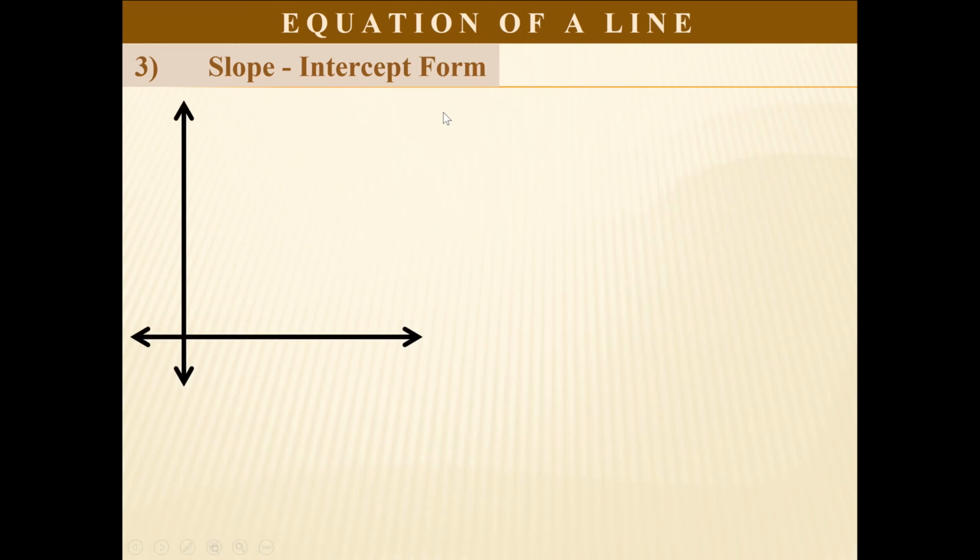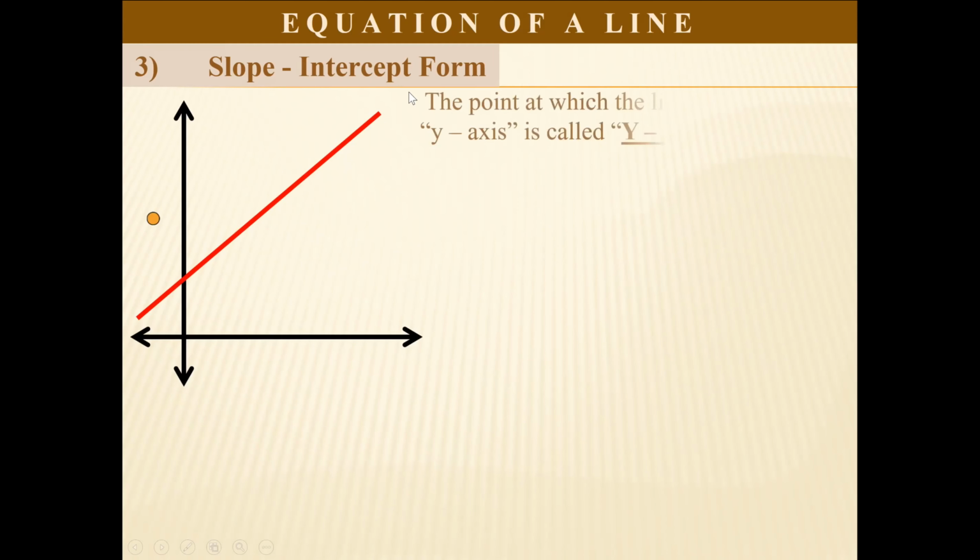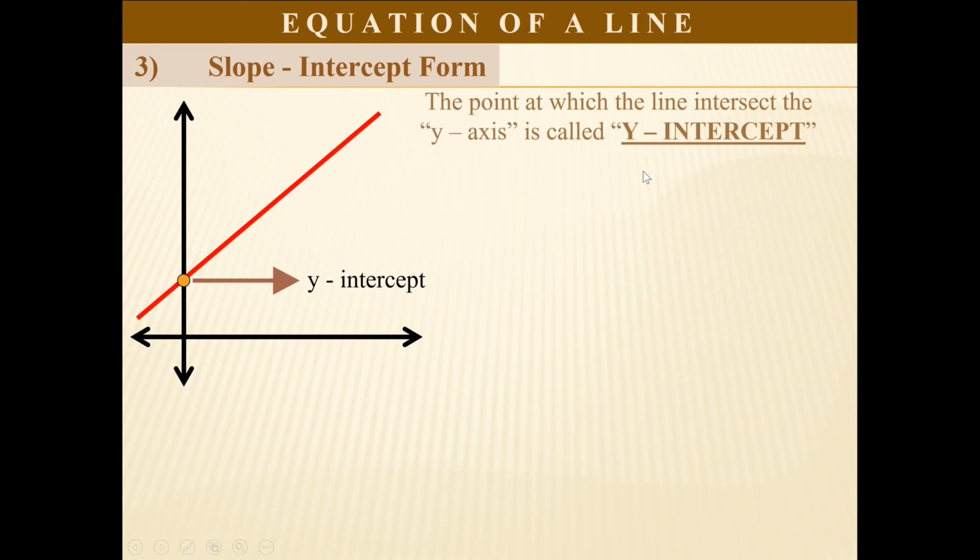Now the last derivation, the slope and intercept form. Intercept is when the line intersects the x or y axis. Here we will be talking about the y-intercept only. The point at which the line intersects the y-axis is called the y-intercept, and the point at which the line intersects the x-axis is called the x-intercept. But the formula that we are going to derive is only for the y-intercept.